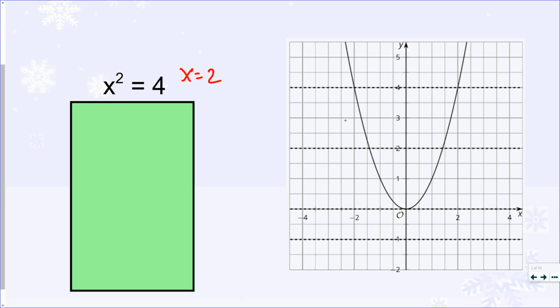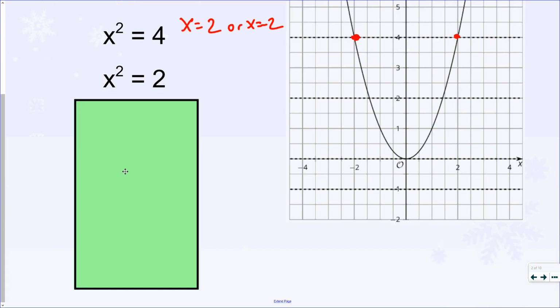But also, if you look at the graph here, not only does 2 work, but negative 2 also works. And so usually we represent that with a plus or minus sign, right? And that's because 2 or negative 2, when you square them, you get an answer of 4. Both answers are correct in that way.